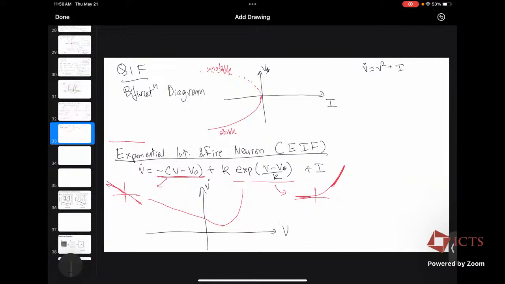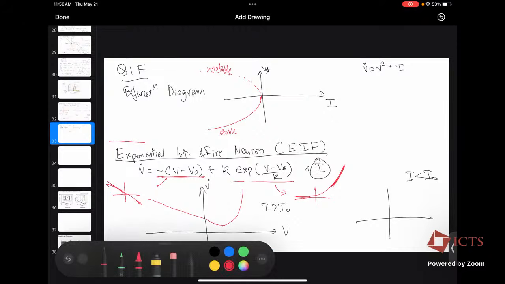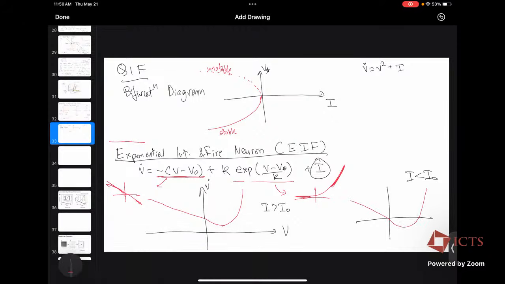versus v. Now, leaving this I aside, we talked about the exponential and the linear part. All I is going to do is move this function up and down, right? So hopefully you can imagine that there will be some value of I. It need not be I equal to 0 like in QIF, but there'll be some value of I such that if I is greater than some I naught, it will look like this. But if I is less than some I naught, then instead I'll have some intersection over here, right? And I'll have this nature of a stable fixed point and an unstable fixed point.